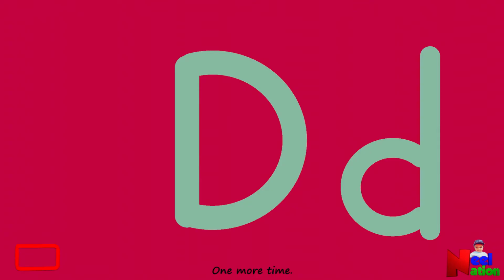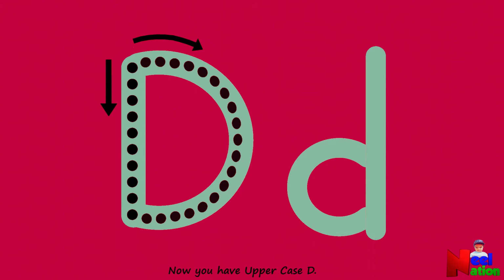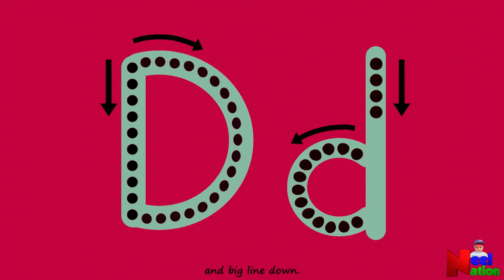One more time. Draw a big line and then draw a big curve. Now you have uppercase D. Then draw a little curve and big line down. Now you have lowercase d.